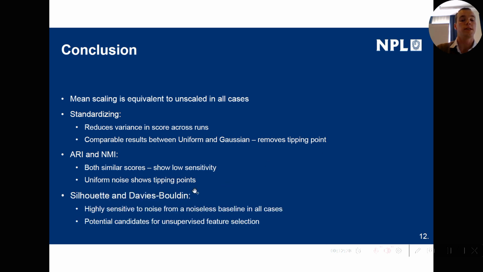And finally, the silhouette and Davies-Bouldin were highly sensitive to noise, especially from a noiseless baseline. And their scores quickly degrade as we add the noise. So these could be potential candidates for feature selection for unsupervised machine learning.